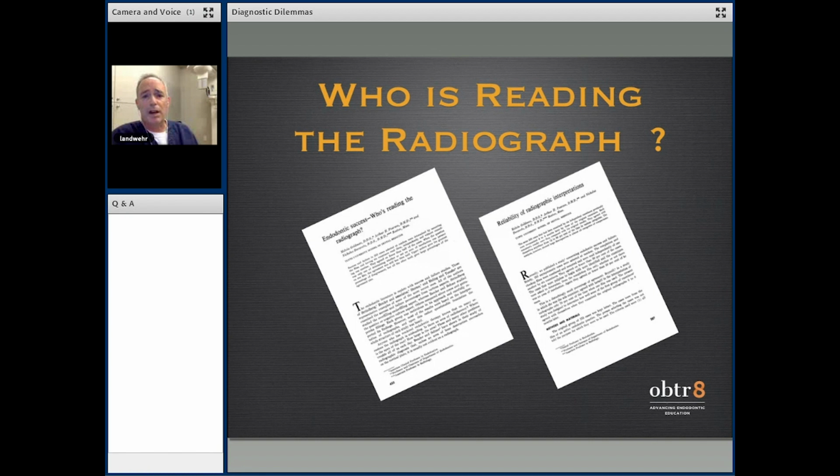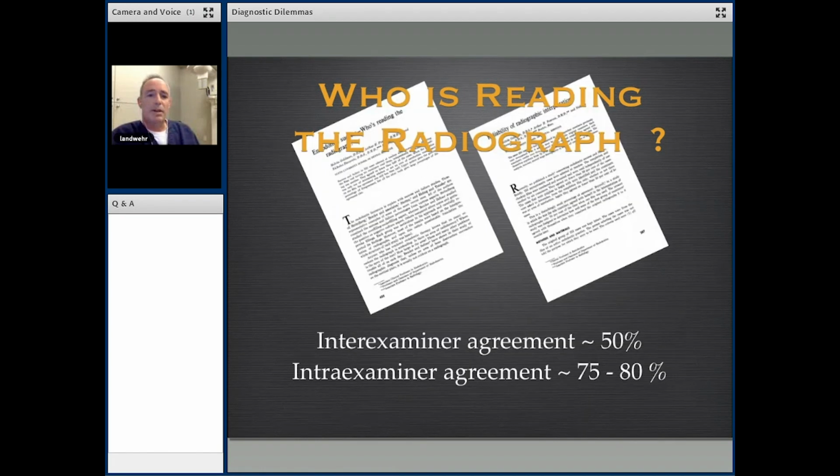So who's reading the radiograph? The classic Goldman and Pearson study from '72 and '74 basically found that we don't agree with ourselves and we don't agree with each other. If several different clinicians evaluate the radiographs, we'll find that we agree with each other approximately 50% of the time as to whether or not there's a periapical radiolucency. But if we're asked to look at the same set of radiographs approximately 1 month later, we'll find that we don't even agree with ourselves about 80% of the time.